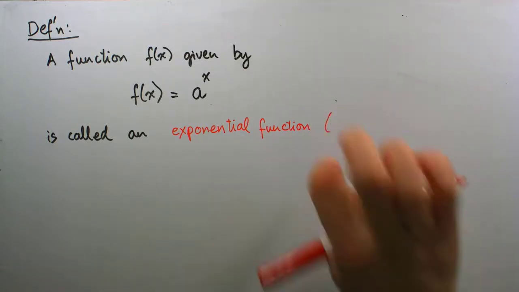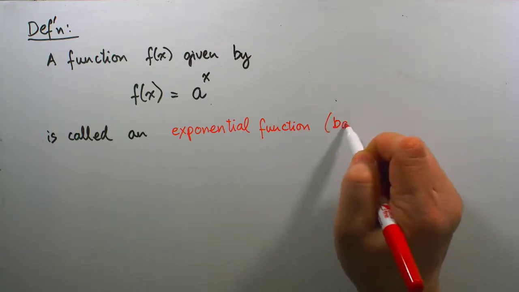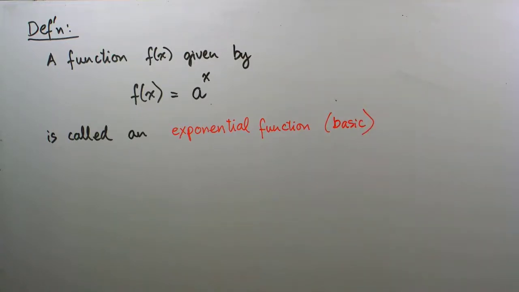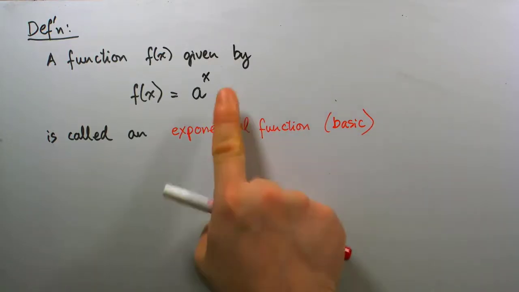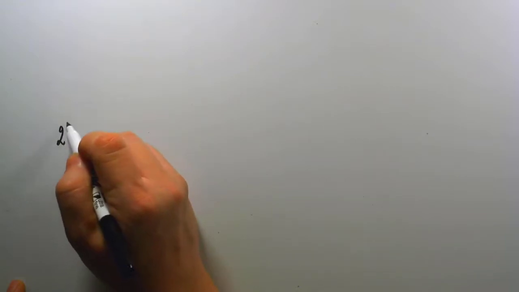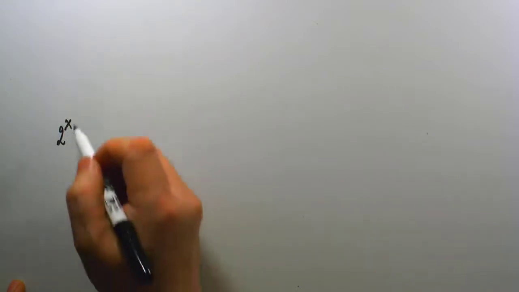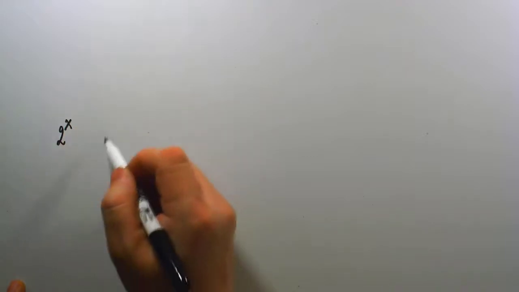And to be more precise, this is regarded as the basic exponential function. I am going to come back to this definition and put in some more details into that. But let's now look at a few things right here. So now, let's say we pick a number, positive 2, and raise that to the x power. We have an exponential function, and we call this exponential function base 2.